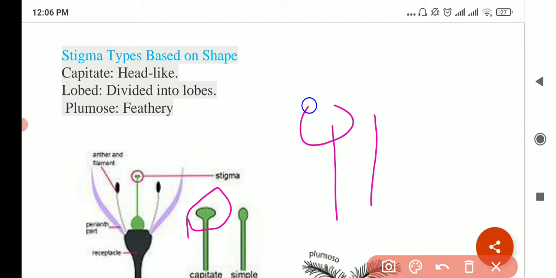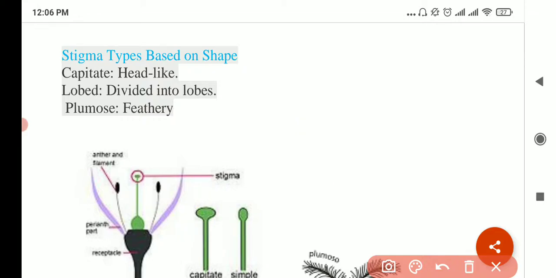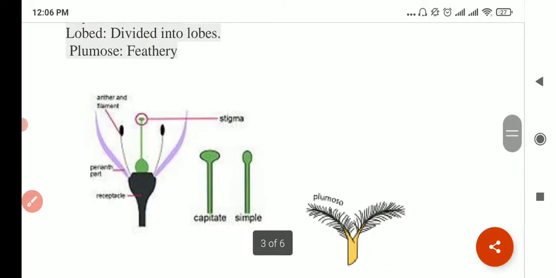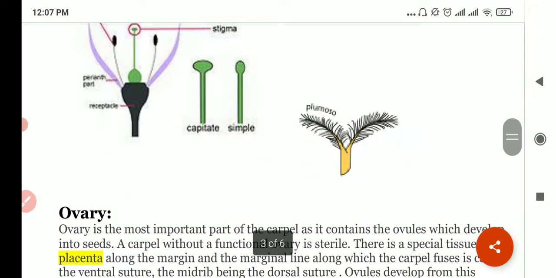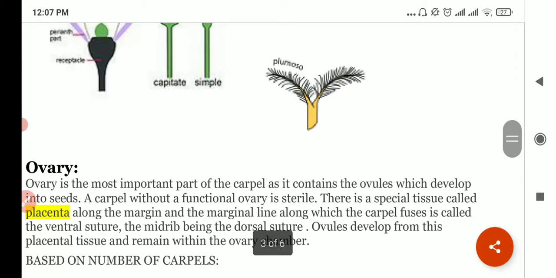Suppose it's trifid, sometimes there are 3 lobes. That's the style, and there's the ovary down there. So something like that. Then plumose will be when your stigma is feathery, like a plume. You've heard of the plume of a peacock, the peacock tail. So like this, plumose means hairy, like that.